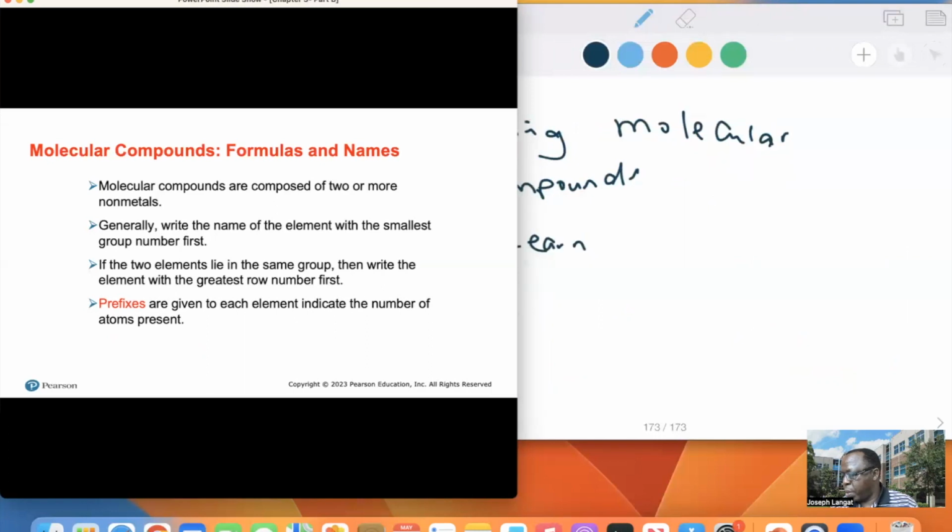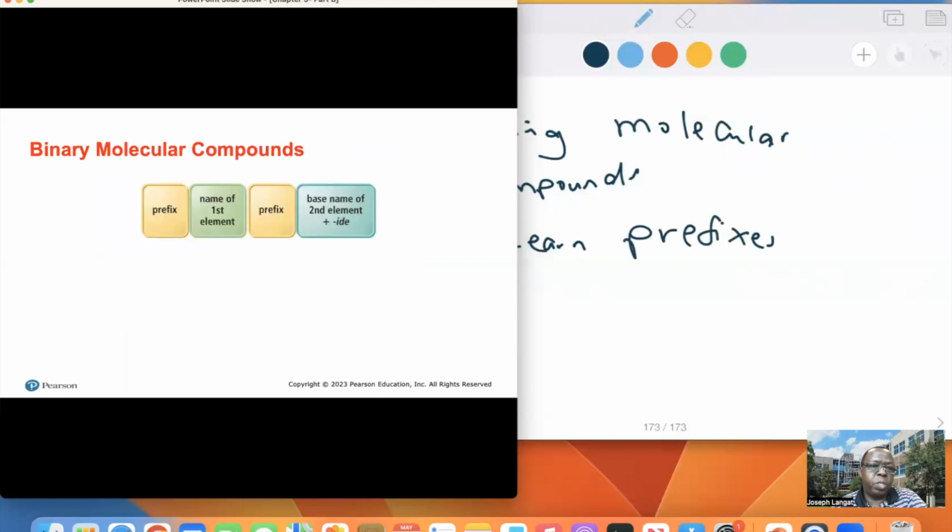You need to learn the prefixes. What are these prefixes? Prefixes here indicate how many elements you have, or how many atoms you have for a particular element in a compound. And we learned this before. It's just a continuation of the prefixes we looked at in naming the hydrates. So here's the prefix, which indicates how many they are. I'm just going to show you momentarily those prefixes. And then the first element, the second element, and the base element.